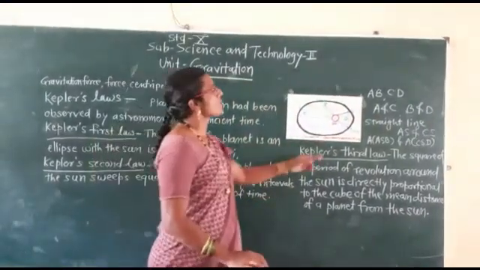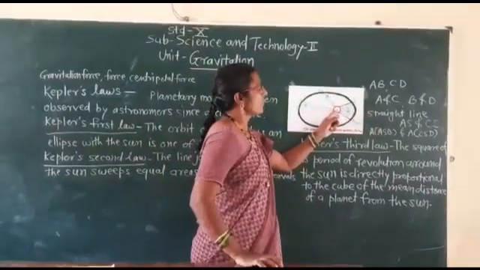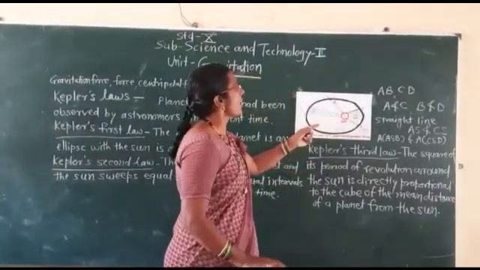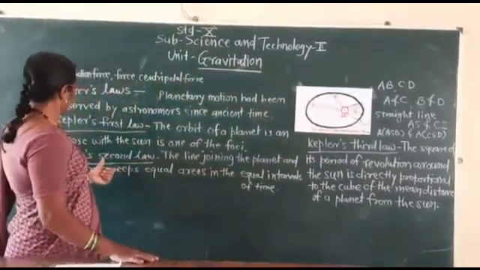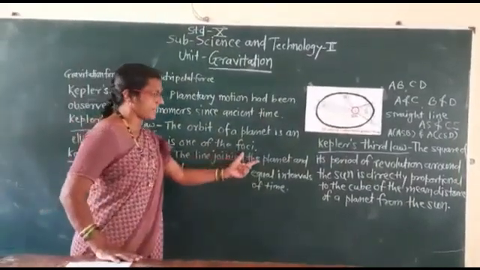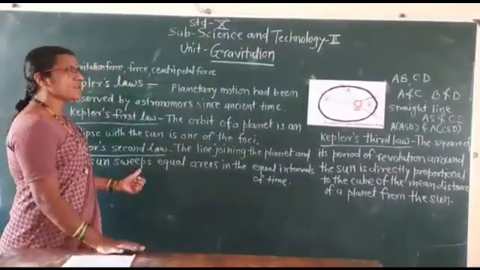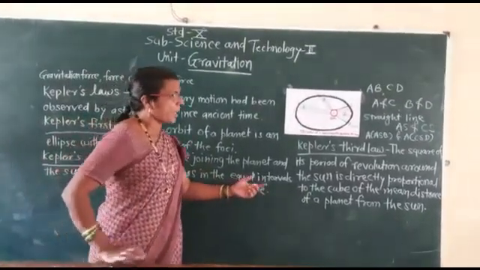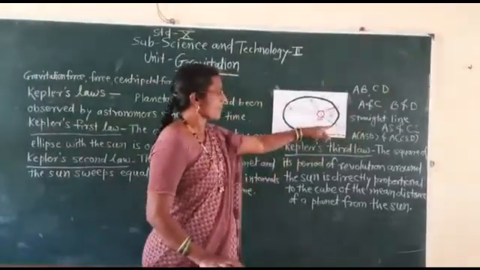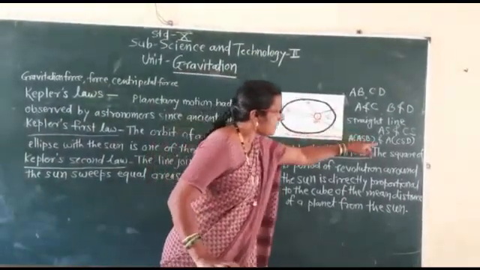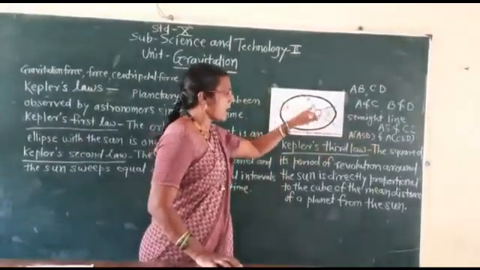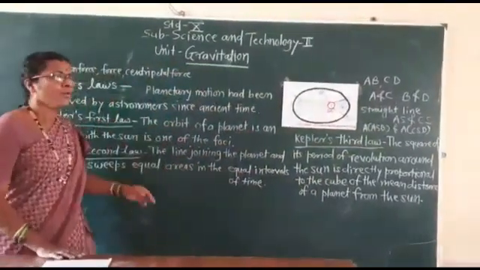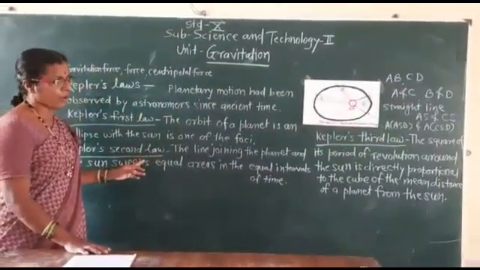The straight lines are also drawn: AS is the first straight line and CS is the second straight line. From Kepler's second law, the line joining the planet and the sun sweeps equal areas in equal intervals of time. So the area ASB and the area CSD are swept in equal intervals of time. In this way, we explain Kepler's second law.